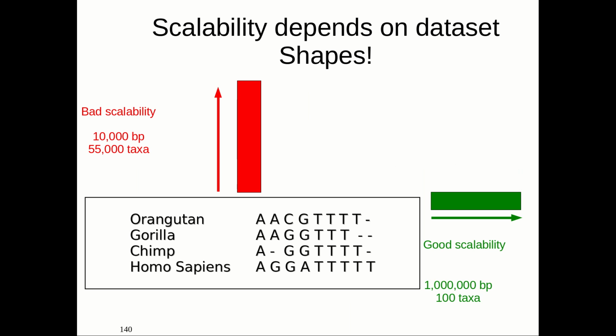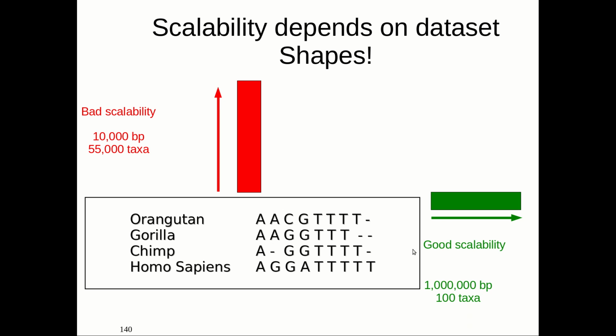Okay, so what about the scalability of those codes? How many cores can I actually really use? If we have data sets that look like this, alignments with so few sites, 10,000 sites and 55,000 taxa, we get bad scalability. Because I cannot really distribute those 10,000 sites to that many cores, maybe to 10 or 20, but if I distribute it to more cores, the synchronization overhead and communication overhead will be so large that you will not get any further speedups.